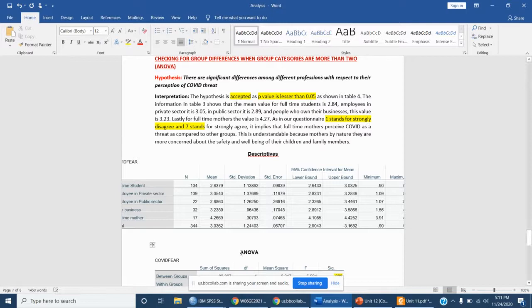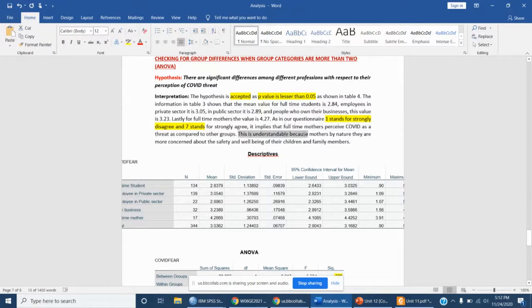So I need to title and label these tables as well. Please don't forget to label these tables. So it showed that the mean value for full-time students is 2.84, employees is this, and for full-time mothers, the mean value is 4.27. As in our questionnaire, 1 stands for strongly disagree and 7 stands for strongly agree. It implies that full-time mothers perceive COVID as a threat as compared to other groups.